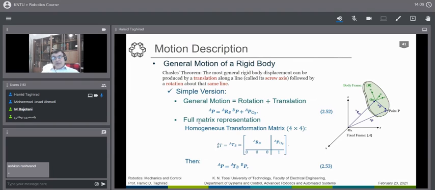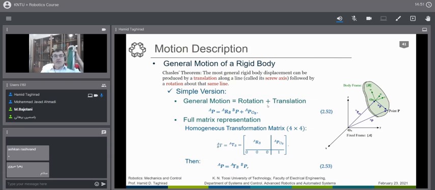So I will give it to you in two stages. The first stage is to not consider this line and just have a simple version, that the general motion is a rotation plus translation. If we have two states of a rigid body, I just need to bring something here to show you. For example, consider a rigid body that is in the first stage, and then it is moved in the second stage, from here to here.